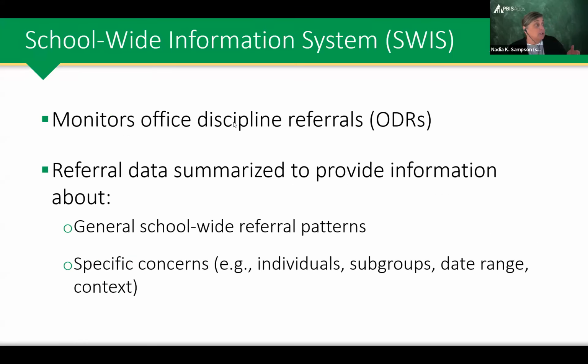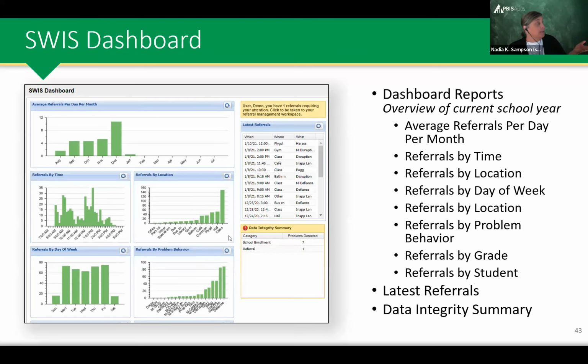about what's happening. So it looks at ODRs, it summarizes information. You can look at general school-wide data. You can look at individual subgroups. You can look at different date ranges, look at different contexts, to help your team action plan and come up with solutions or interventions that will help. This is the dashboard. These are just some of the graphs that you can get with SWIS.